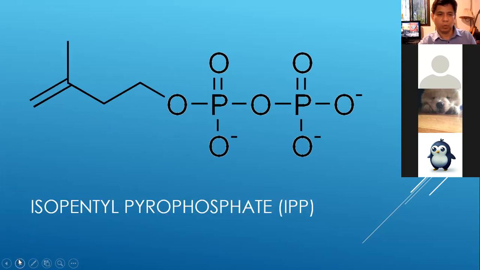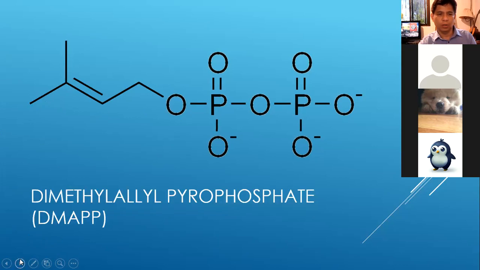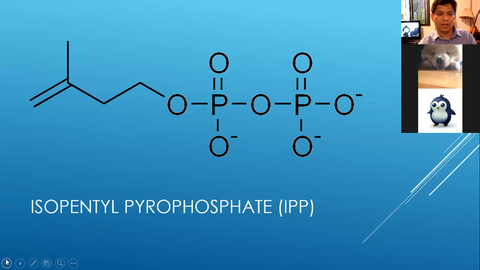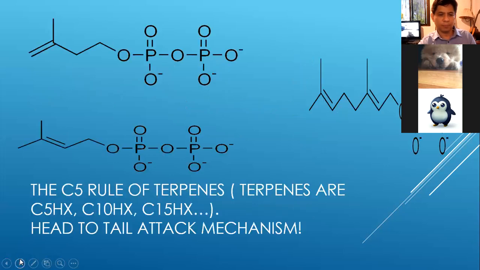We're going to compare the two. Ito may double bond doon. And then this one, andito lang yung double bond. Pero both of them are 5-carbon compound. So this two combine to form the other terpene. So, the DMAPP at saka yung IPP combine to form the different forms of terpenes. Okay? So, kaya yung terpenes, yung number of carbon nila ay multiple of 5 because of the isoprene.